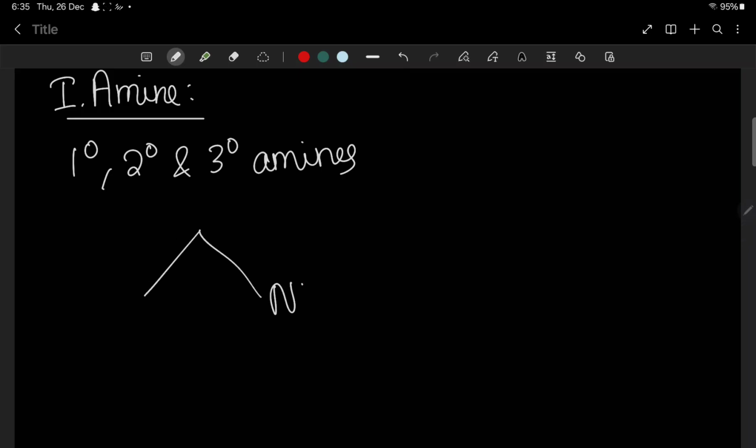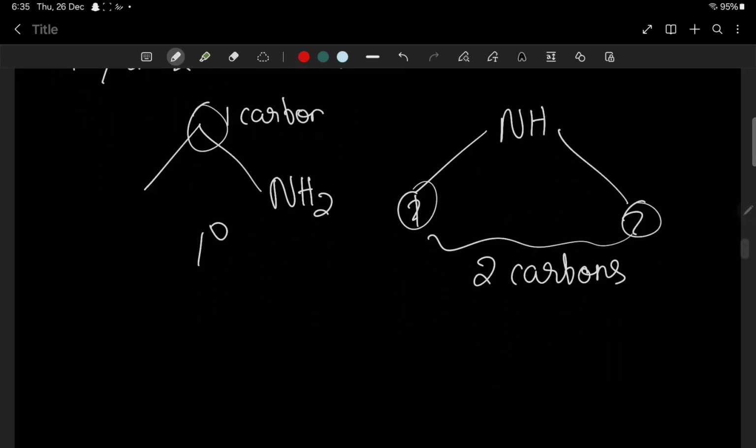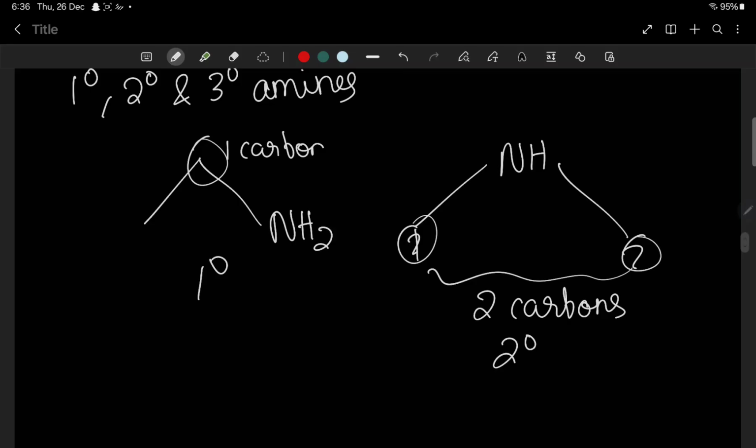Primary amines: when the NH2 group is attached directly to only one carbon, then it is called a primary amine. Now if this nitrogen is directly attached to two carbons, then it is called secondary. Look, it is primary, secondary and tertiary.